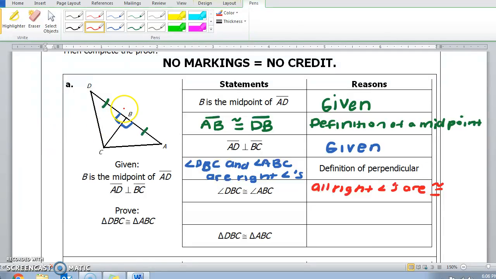Now, we have one more set of blanks before our final congruence proof theorem. So, we look to see if there's anything else that we can identify in our triangles. We have the reflexive property. We see that CB is congruent to itself, CB, due to the reflexive property.